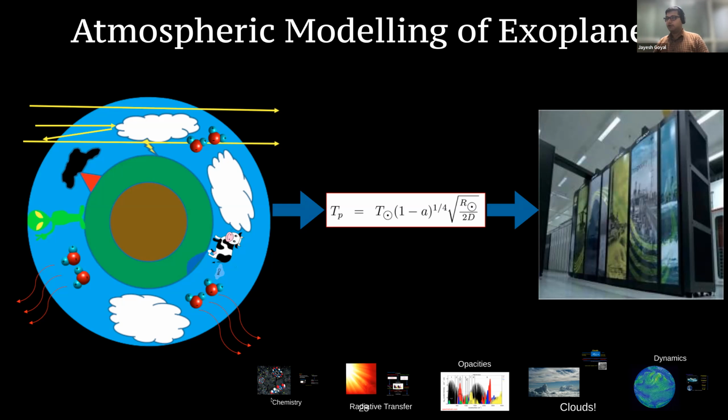So we take small steps. The more complex you make the model, the more difficult it becomes to solve. So essentially, atmospheric models are written in the form of equations and solved using a supercomputer. That is essentially what atmospheric modeling of exoplanets is.